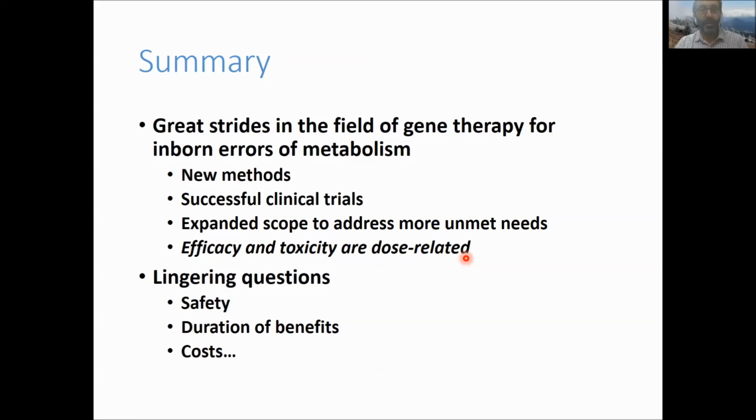And along the way, we're learning especially that there are some potentially unexpected toxicities, and also that some of these are dose related, and also potentially some of these will require redesign in a second generation therapy. And linked to that, there are lingering questions, not least of which include cost and reimbursement that will have to be addressed going forward.